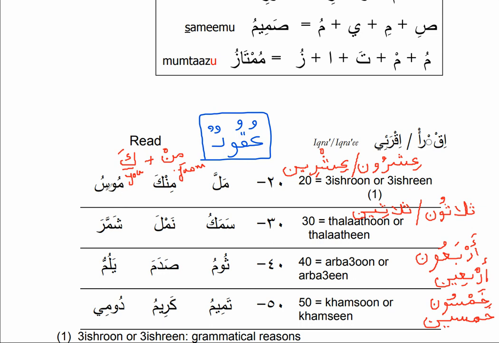And in the second line you see samak. Samak means fish. Samaku. Namlu, ant. Shammara. The meem has a shadda. Thum, it's garlic. Sadama. Yalummu. The meem has a shadda.